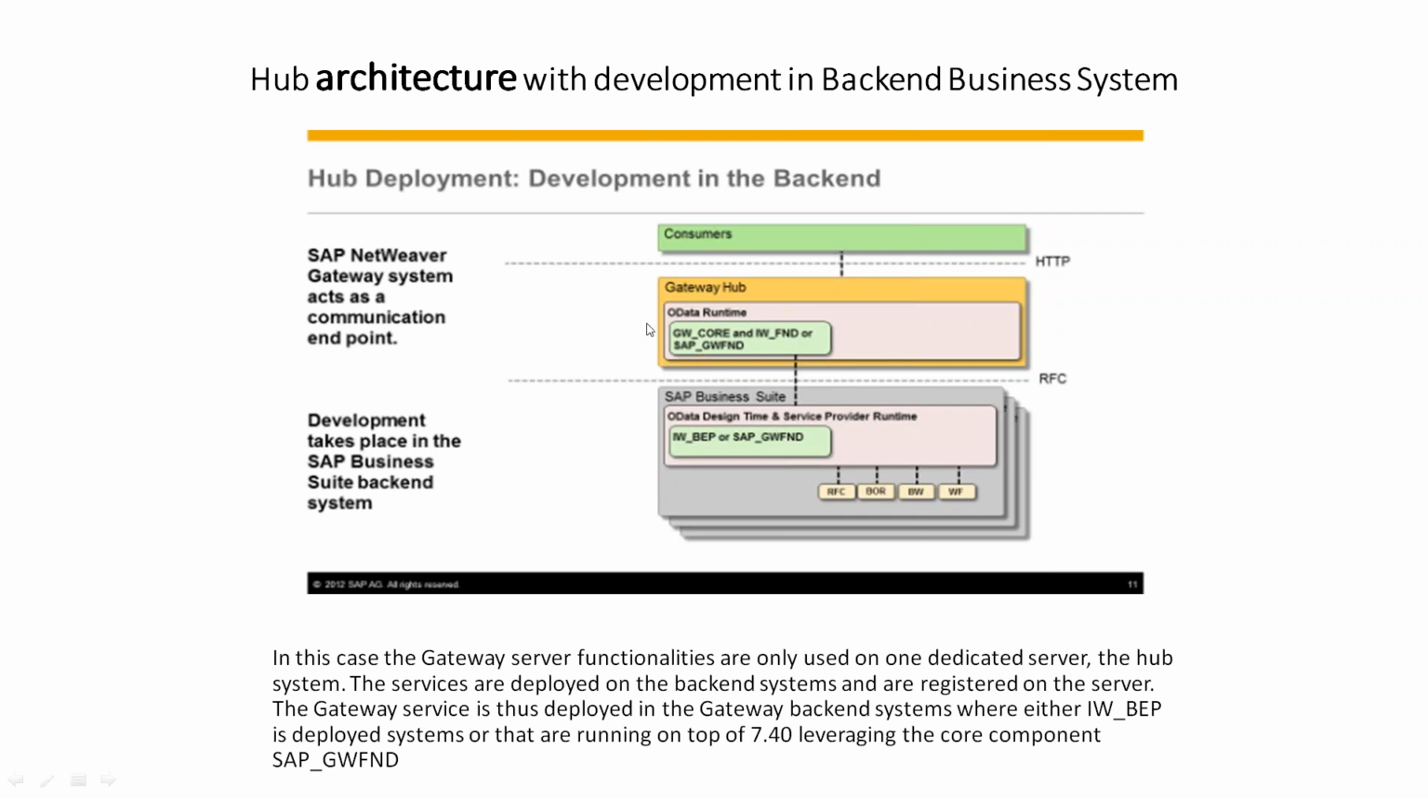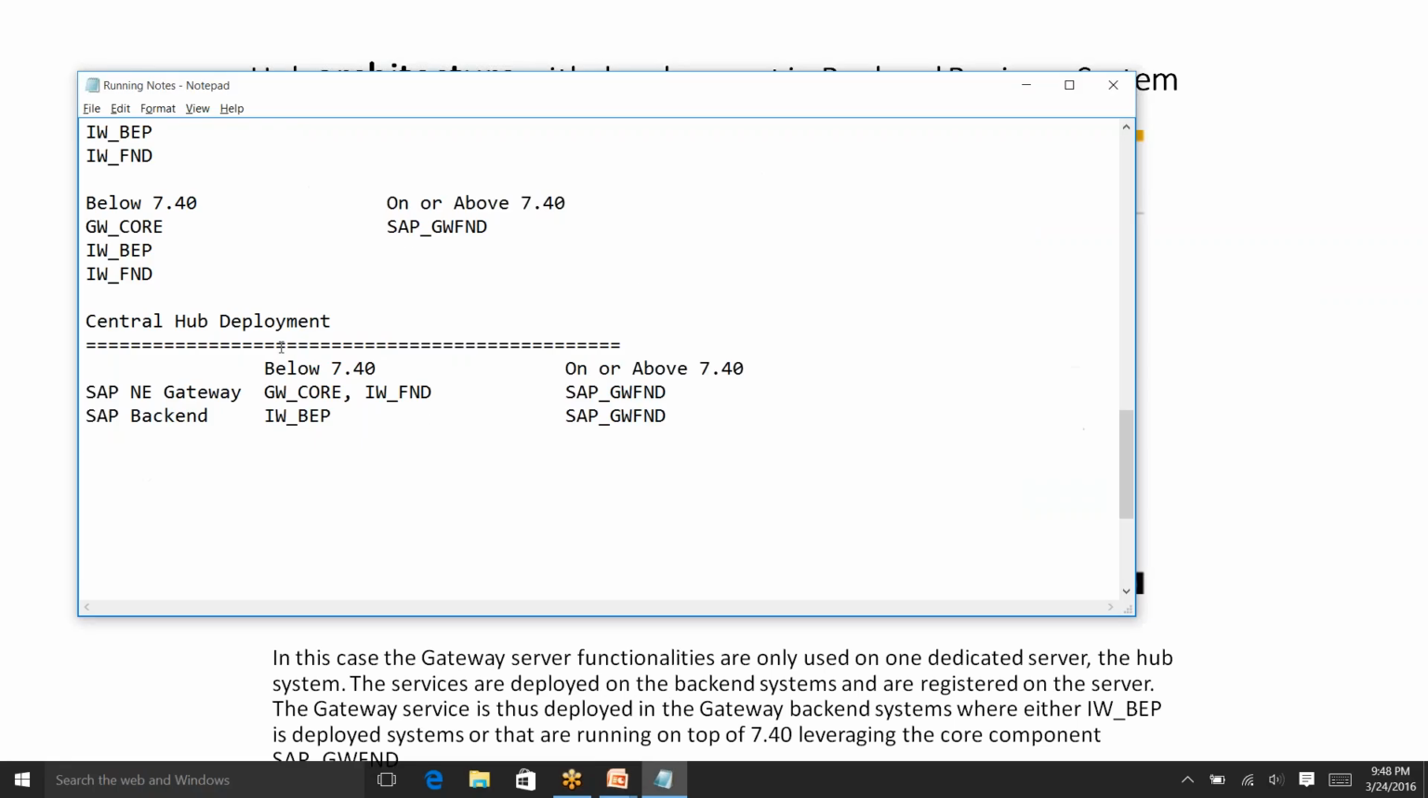So you have a dedicated SAP NetWeaver Gateway system with the required components on it. It is just an ABAP stack with the required gateway components installed on it. Basically, if you are below 7.40, you need to have the gateway core and foundation server. If you are above 7.40, you will just have the GW foundation component.